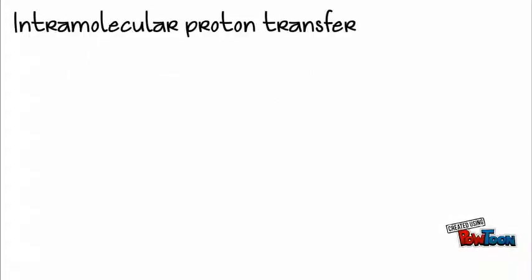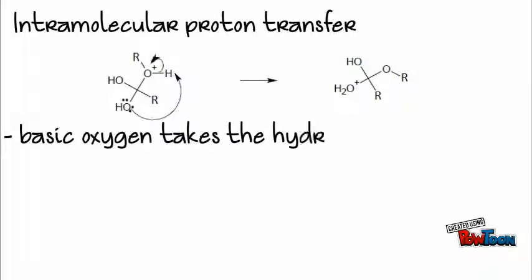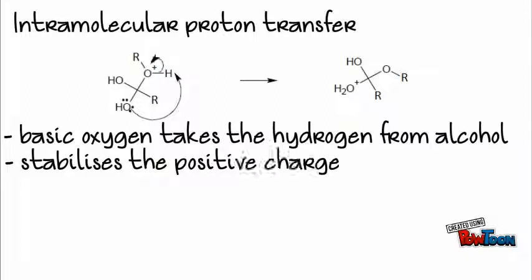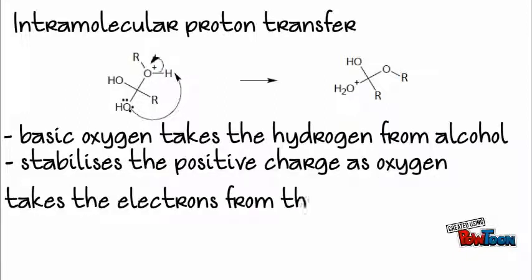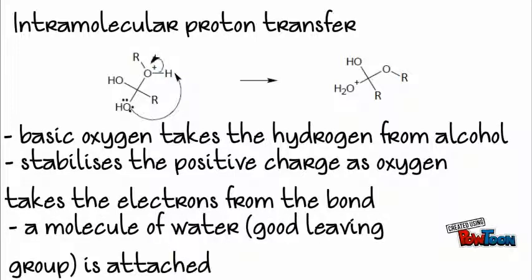However, an intramolecular proton transfer must now occur as you cannot have an acidic and a basic group on the same molecule. The basic oxygen takes the hydrogen from the alcohol, which stabilizes the positive charge as the oxygen takes the electrons from the bond. With the addition of a hydrogen, a molecule of water is now attached, which is a great leaving group.